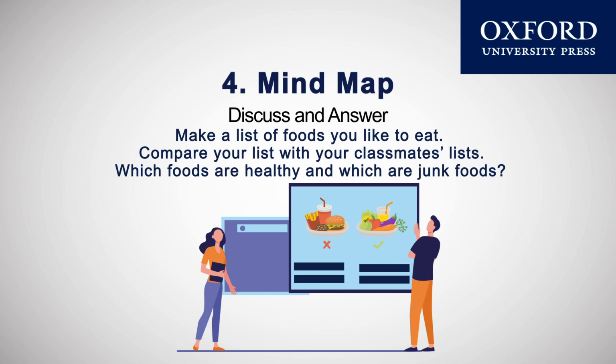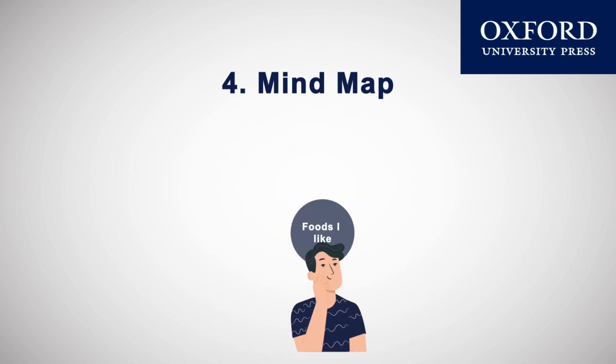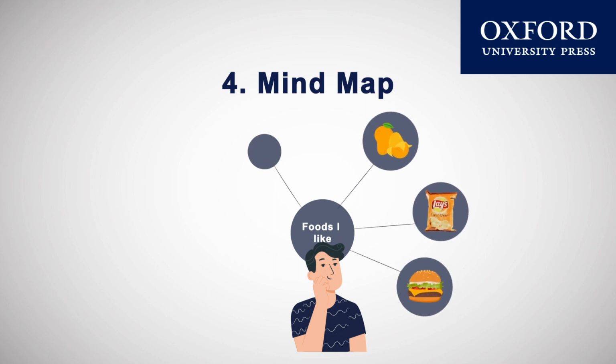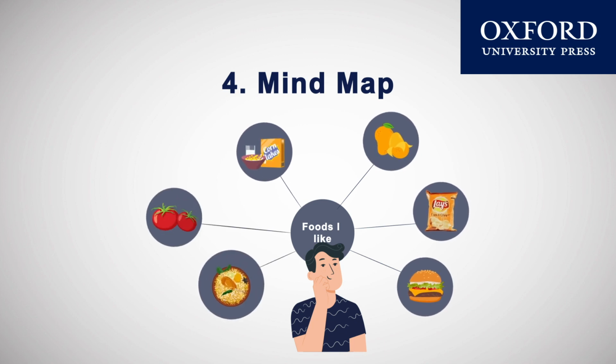The student writes down in the box in the middle of the mind map, foods I like, and then they write down the foods that they like in the boxes around the main box. Lay's Frenchies, for example, mango, chicken burger, cornflakes and milk, biryani, tomato. And when they compare their mind map with their classmates, they can then color the junk foods in red and the healthy foods in green. Mind maps can also be used for brainstorming ideas, summarizing or revising concepts.